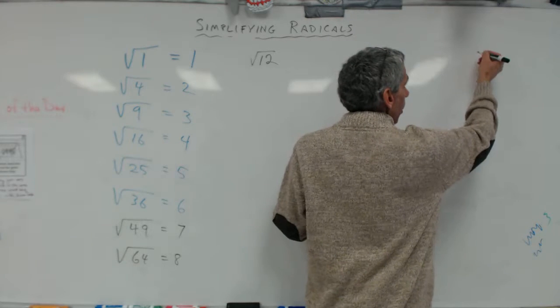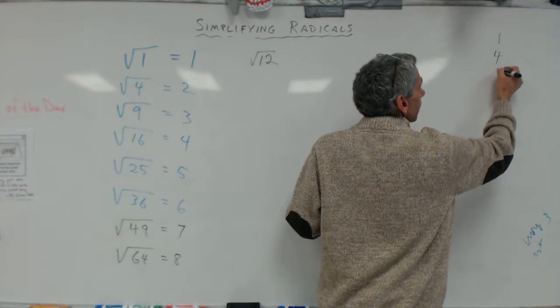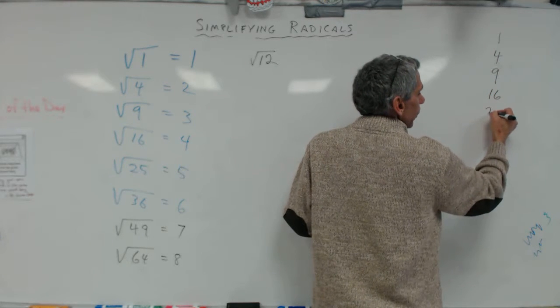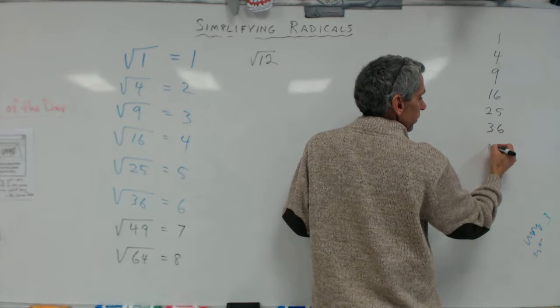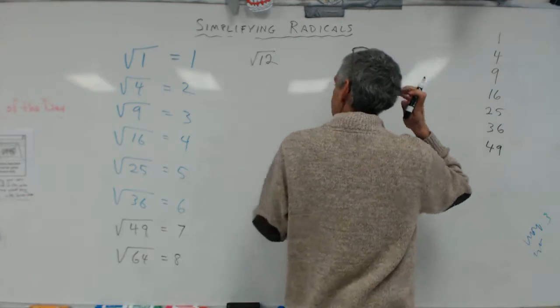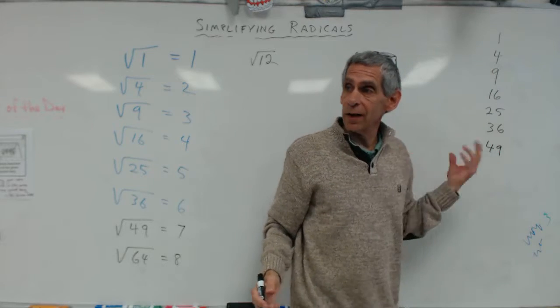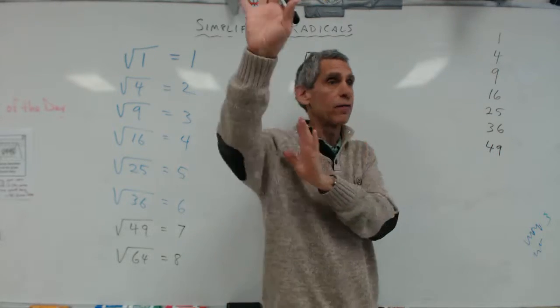But so all our perfect squares would be, say, 1, 4, 9, 16, 25, 36, 49. I know, I have them there, but I'm just showing you. When I do my method like this, in the beginning, I suggest that you write these out on your paper up in a corner.